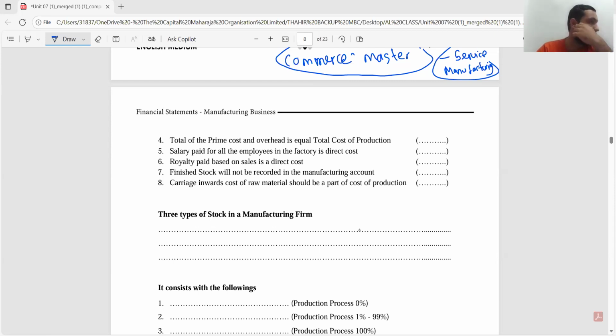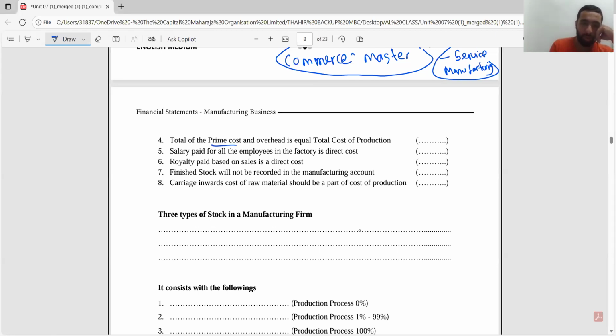Why is this wrong? ඇයි වැරදි? මේක හරි ඈ. Production prime cost means all the direct cost. Overhead cost means all the indirect costs. මේ දෙකේ එකතුව තමයි total production වෙන්නේ. So this is correct, huh?